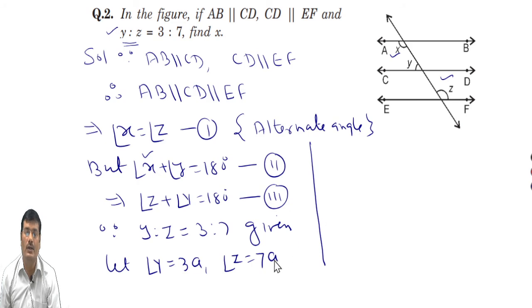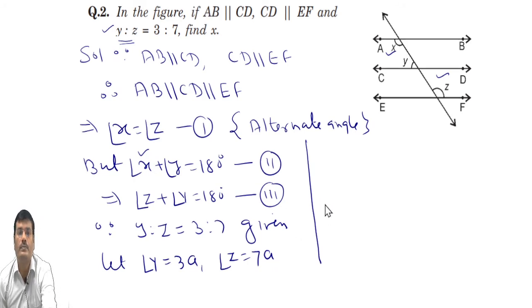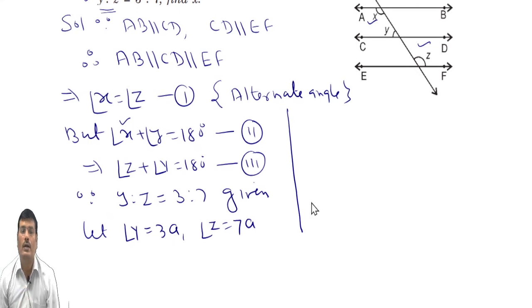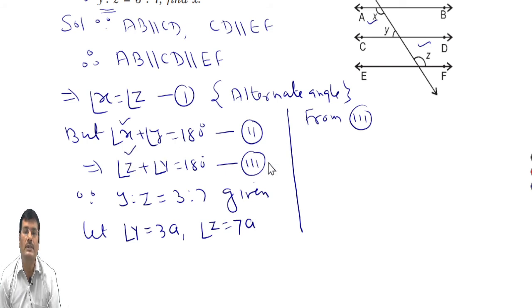Okay, I think till now you have no problem. Yes. Now this one. So from 3, in place of this z we have to write 7a, in place of y we have to write 3a. It is 180 degree, so 10a is equal to 180 degree, so a is equal to 18 degree.